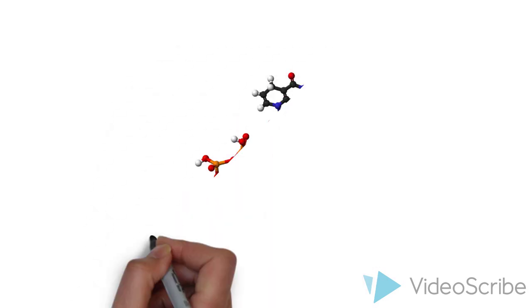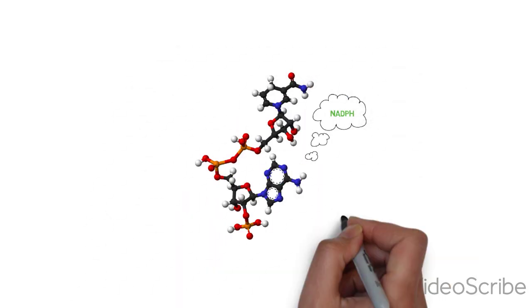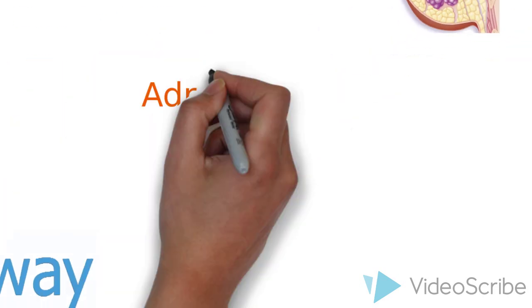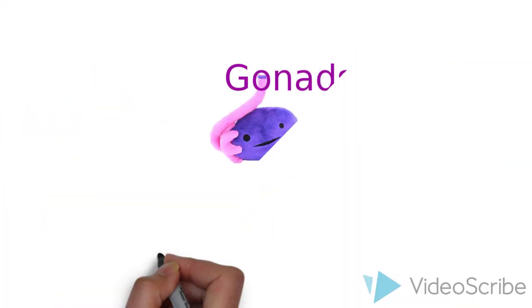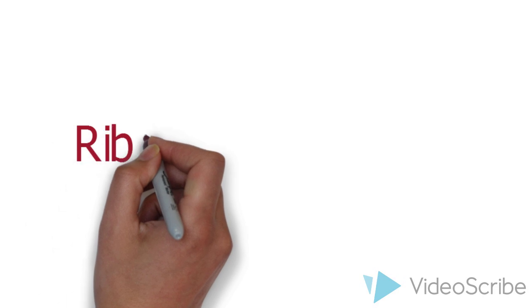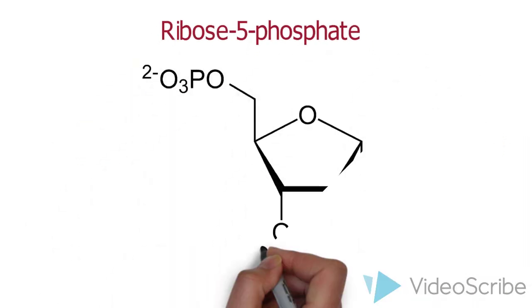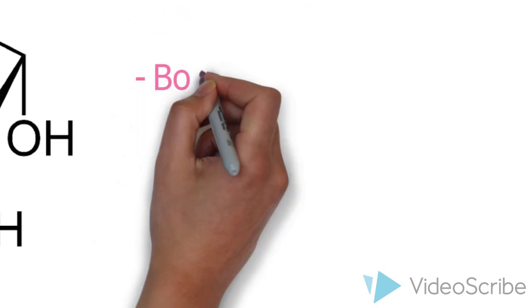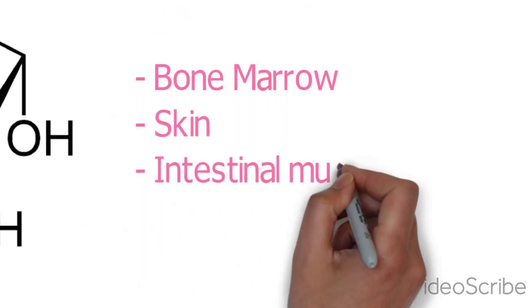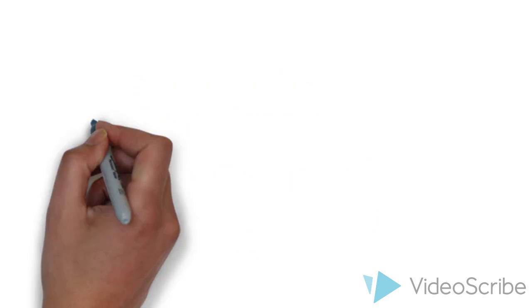The primary function of the pathway is to produce NADPH for reductive biosynthesis, which is important in fat-making cells such as mammary glands, liver, adrenal cortex, and gonads. It is also used to produce ribose 5-phosphate for DNA and RNA synthesis, which occurs in rapidly dividing cells such as bone marrow, skin, intestinal mucosa, and tumours.